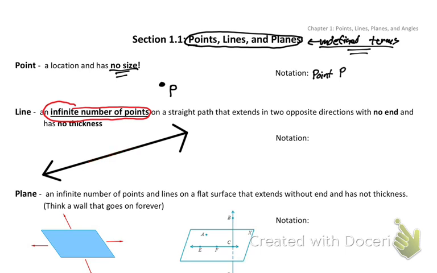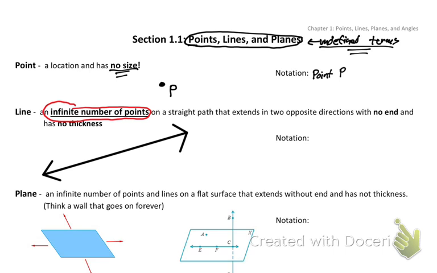So a line is an infinite number of points just stretched in a straight line. Now they go on a path that extends in 2 opposite directions. That's why we have those arrows with no end, and it has no thickness. We can't see something with no thickness, so we do have to give it some thickness to visualize it, but we need to realize that it actually has no thickness. It just goes left and right, and that's it.